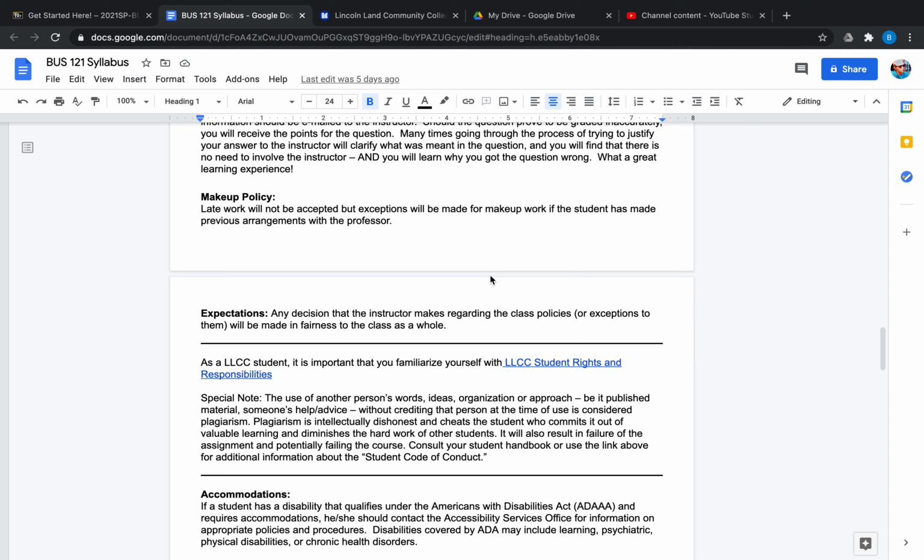For makeup policy, late work will not be accepted, but exceptions are made for makeup work if the student has made previous arrangements with the professor. I do know, especially right now with COVID, I've had some students, especially last semester, who weren't feeling well, ended up emailing me saying, hey, I don't think I'm going to be able to get my assignments done just because I'm under the weather, and I was able to grant them extensions.